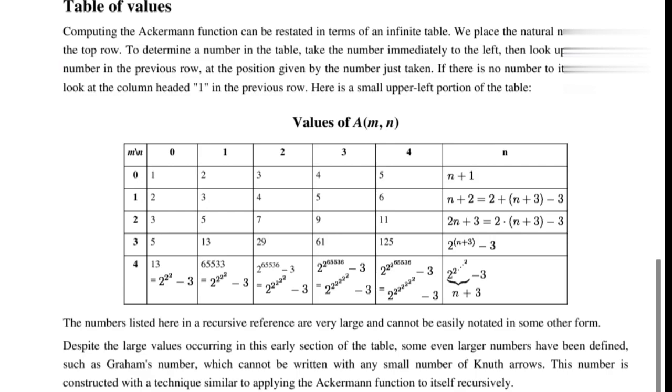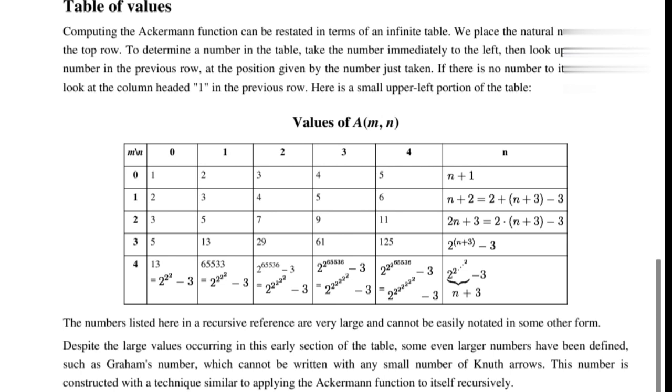Table of values in Ackermann function. Computing the Ackermann function can be restated in terms of an infinite table. We place the natural numbers along the top row. To determine a number in the table, take the number immediately to the left, then look up the required number in the previous row at the position given by the number just taken. If there is no number to its left, simply look at the column headed first in the previous row. Now here is a small upper left portion of the table.